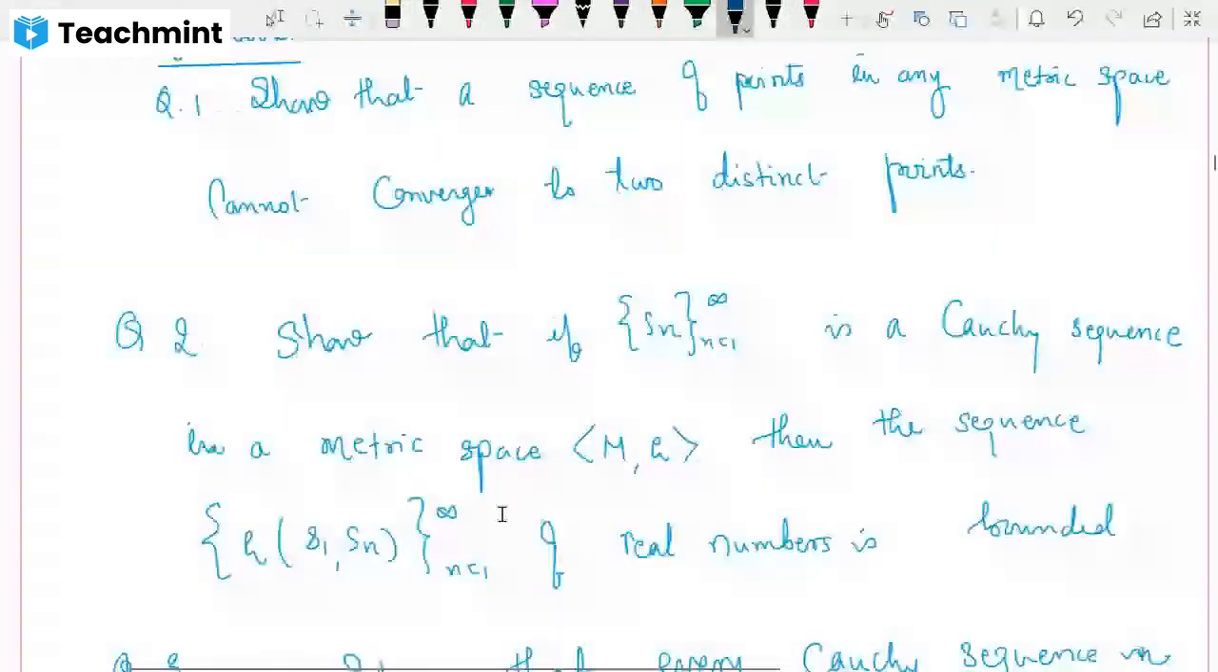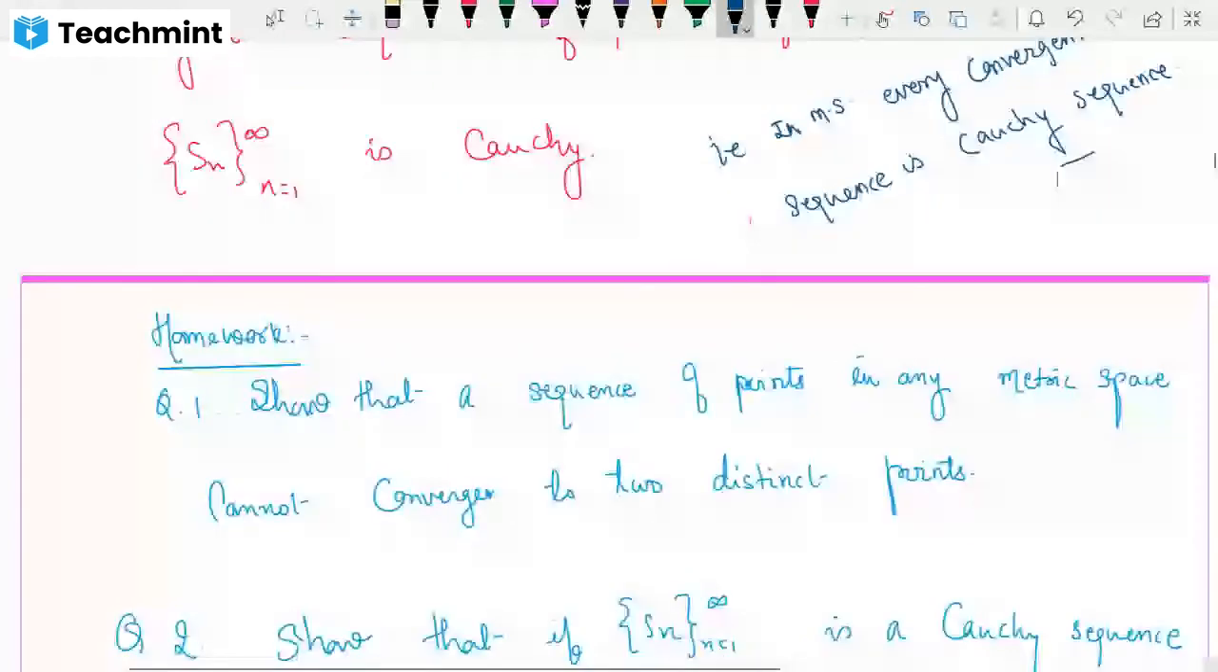So I'm giving you some homework again. You should do it at home. First, you should write down these questions. Show that a sequence of points in any metric space cannot converge to two distinct points. It means that the limit of a sequence is unique.